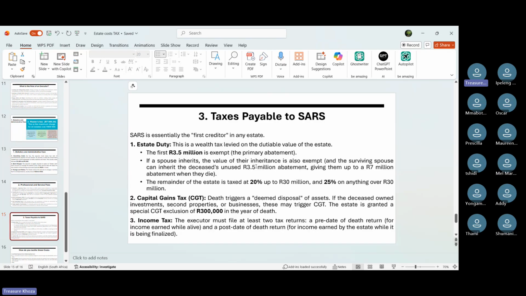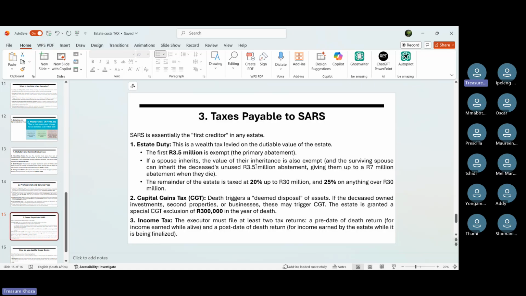It is also going to pay income tax. So the executor must file at least two tax returns: a pre-date of death return for income earned while alive, and a post-date of death return for income earned by the estate while it is being finalized. You see these two. The first one is for the amount which you earn while you're still alive. The second one is for the income earned by the estate while it's being finalized.